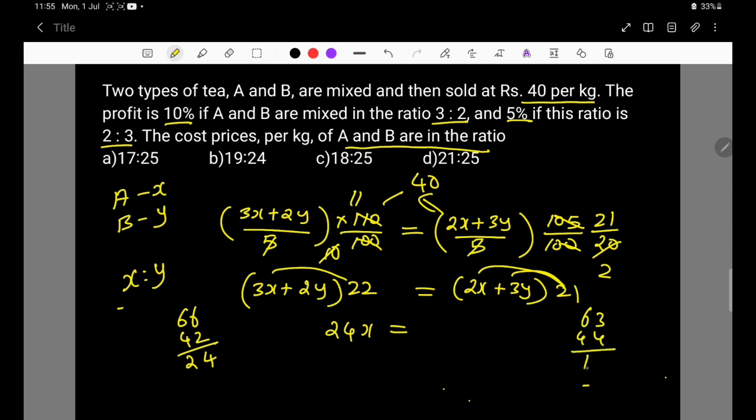63 minus 44 is equal to 19. Therefore 19y. Therefore x by y is equal to 19 by 24. Therefore x is to y equal to 19 is to 24. This is the answer.